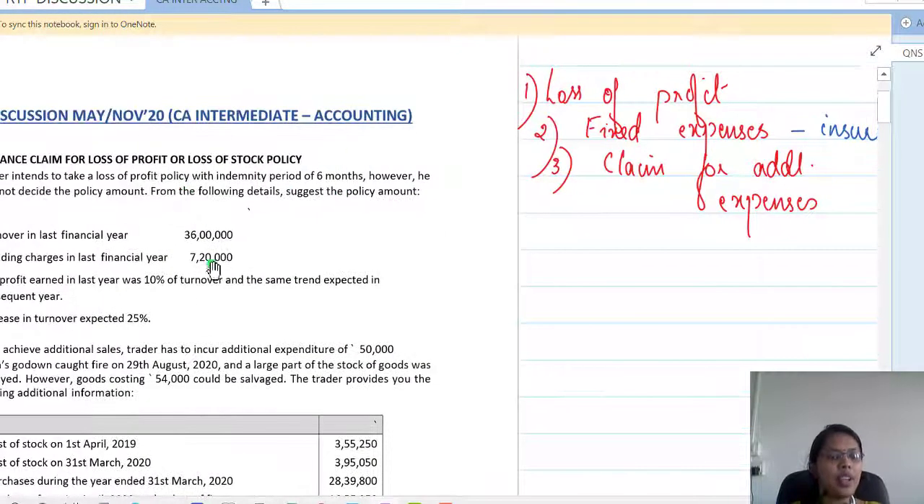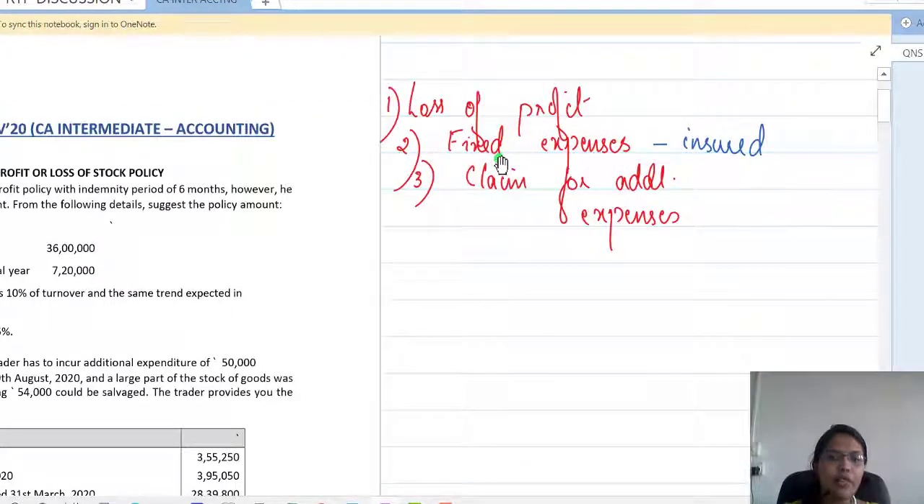As the name suggests, we are trying to cover for the profits that he is ultimately losing because of this fire accident in his business. But this claim or policy doesn't just cover that, it also covers any fixed expenses that the business still has to incur even when the business has a disruption period. And the entire fixed expenses are not covered as part of this claim, but only that portion of fixed expenses which are insured while taking up the policy.